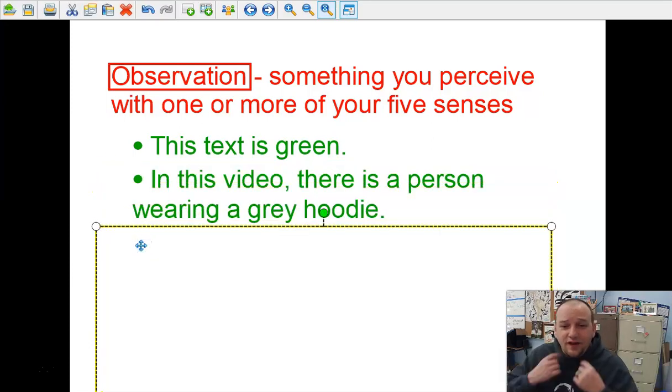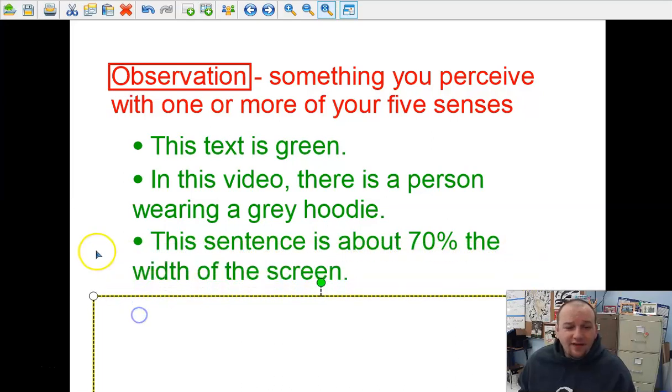In this video, there's a person wearing a gray hoodie. Hope you can see that. Again, it's something we can see, so something you can perceive with 1 of your 5 senses. And this sentence takes up about 70% the width of the screen. If you look at your entire screen, this sentence takes up more than half. It's probably about right. But these are all things we can see with our senses.